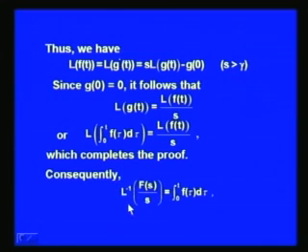Consequently, L of f(t) is equal to F(s). So, L inverse of F(s) over s is equal to the integral from 0 to t of f(tau) d tau, that is, the inverse Laplace transform of F(s) over s gives the integral from 0 to t of f(tau) d tau.